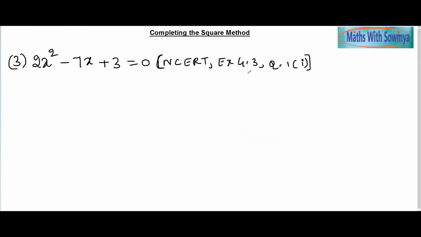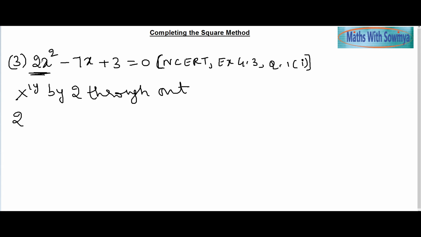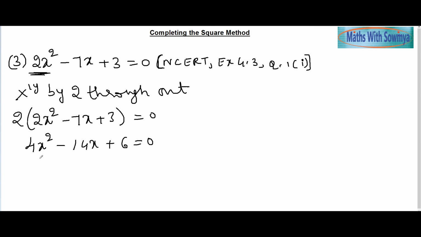This is from NCERT exercise 4.3 question number 1, sub question 1. So this is the question: 2x square minus 7x plus 3 is equal to 0. So I have to make this perfect square. So I shall say here multiply by 2 throughout. Because I want to make the first term perfect square, so we just take this plus 3 is equal to 0. This is 4x square minus 14x plus 6 is equal to 0.